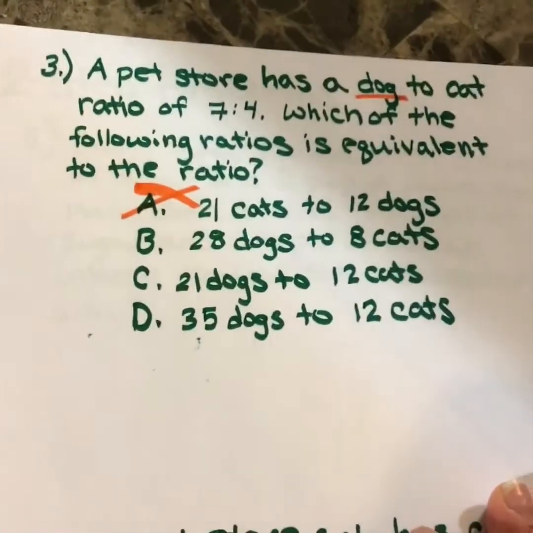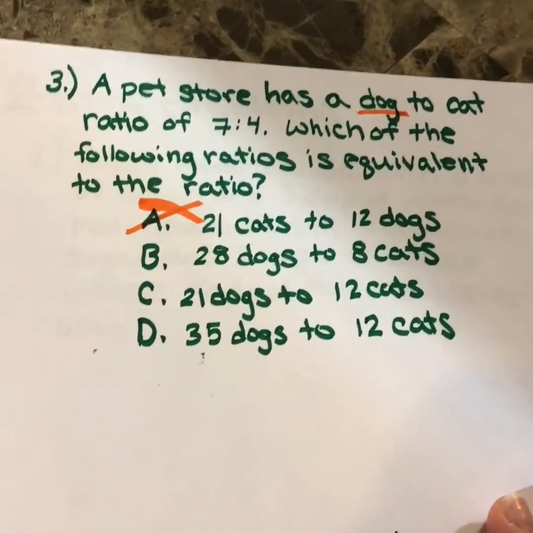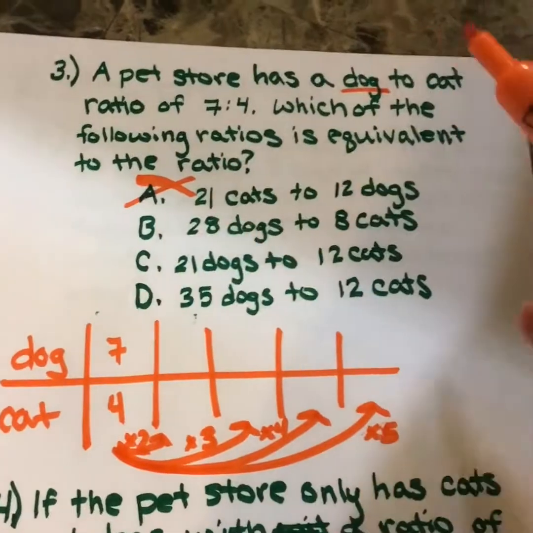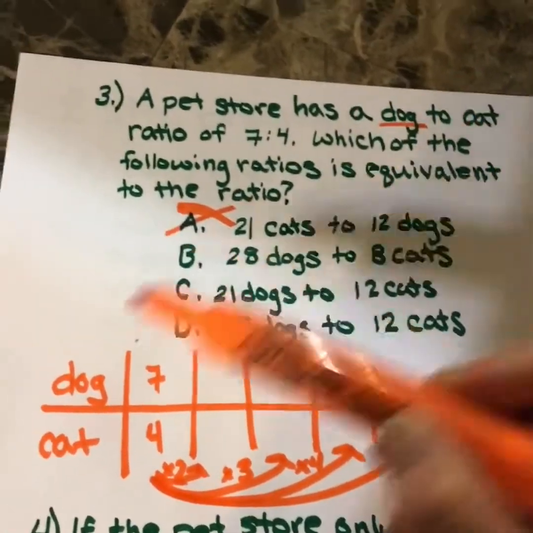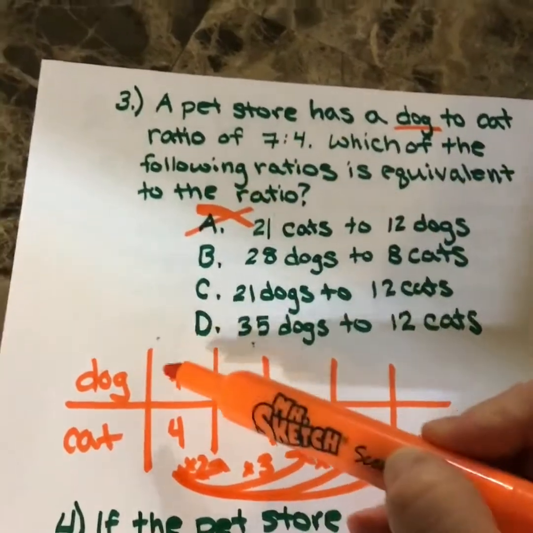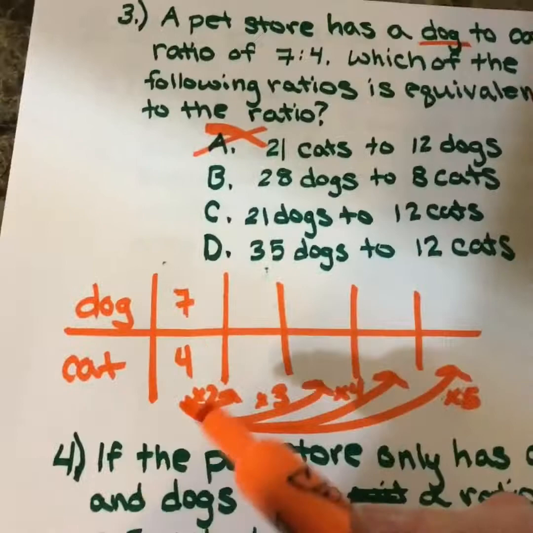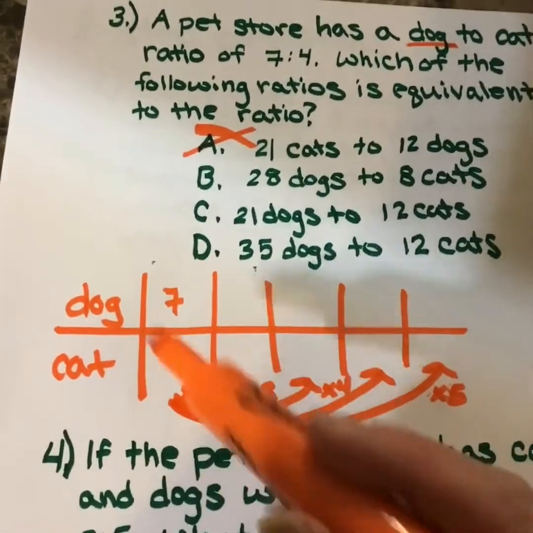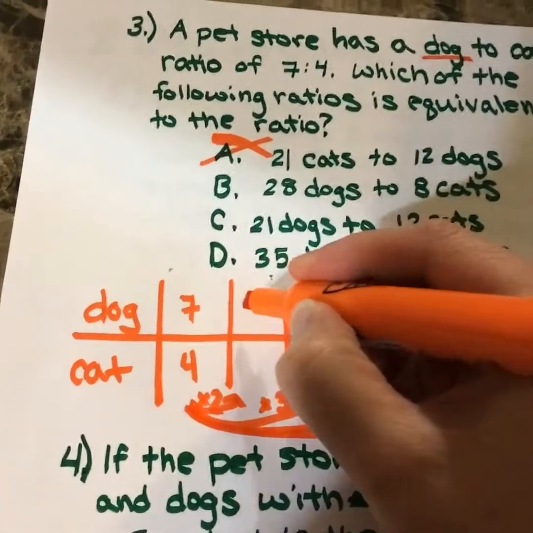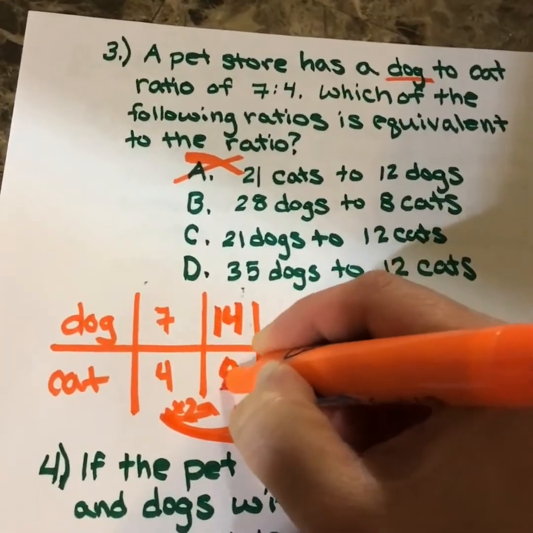So the next thing I'm going to do is I would encourage you to create an equivalent ratio table. All right, so remember, when you create a ratio table, we're talking dogs to cats. So we have dogs to cats with a ratio of 7 to 4. So we have 7 dogs and 4 cats. So when you create a ratio table, you're going to multiply from the original ratio. So the next box over, you're going to multiply by 2. So 7 times 2 is 14. 4 times 2 is 8.